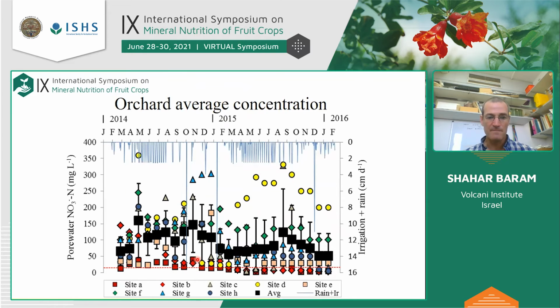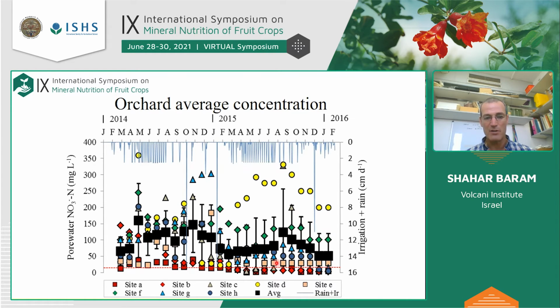We had 9 monitoring stations. Looking at these stations, you can see the average for a little over 2 years of monitoring. You can see huge variability, with the big black squares representing the orchard average. On average, if we take the standard for drinking water, which is this red dashed line, you can see that most of the orchard is way above the standard. Some locations are below.